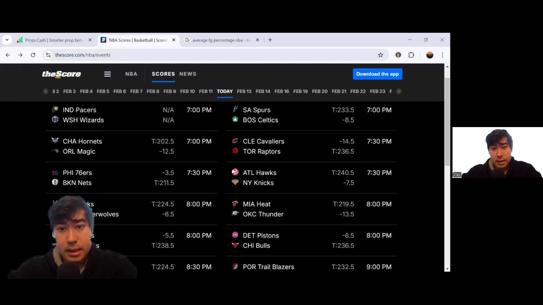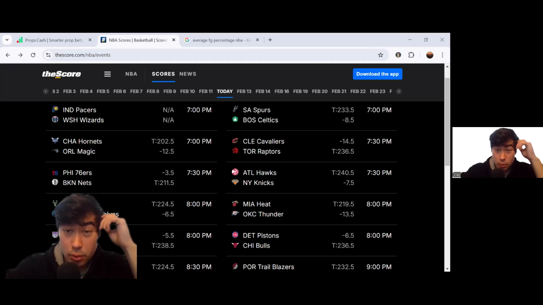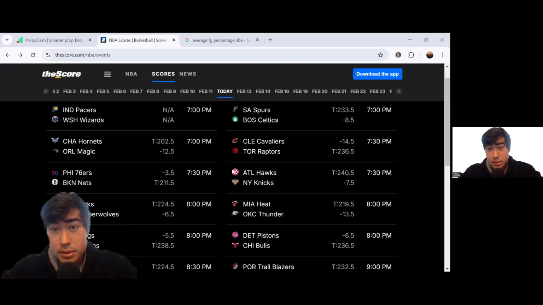So NBA, we're looking at points, right? Points is our main stat for player props. We can get into assists and rebounds a little bit, but points is like 80% of my bets, to be honest. What we're looking at is their field goal attempts, how many minutes they're playing, and their free throw attempts. We combine that together and see if he's going to go over his projected line or under his projected line.